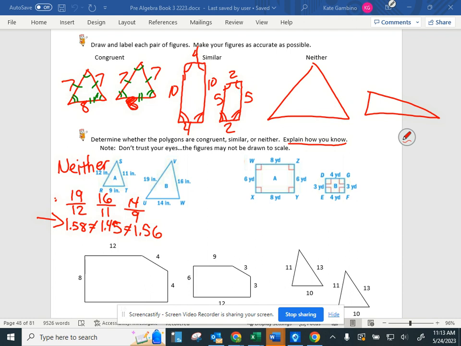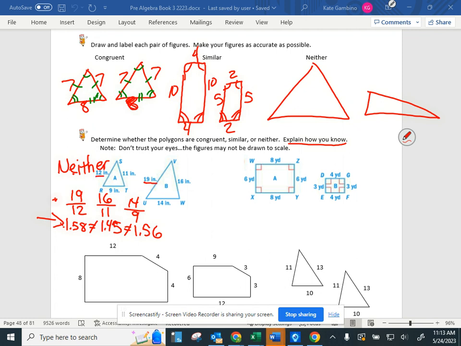You must write your fractions for each side length. Write the fractions. Write what you get to check to see if they are proportionate. If it is congruent, do we have to do that? No, because we can see the measurements are all the same. So that's how you know. If it is congruent, you say all the measurements are congruent. All sides are congruent. But in order to tell if it's neither or if it's similar, you have to write out your side proportions.